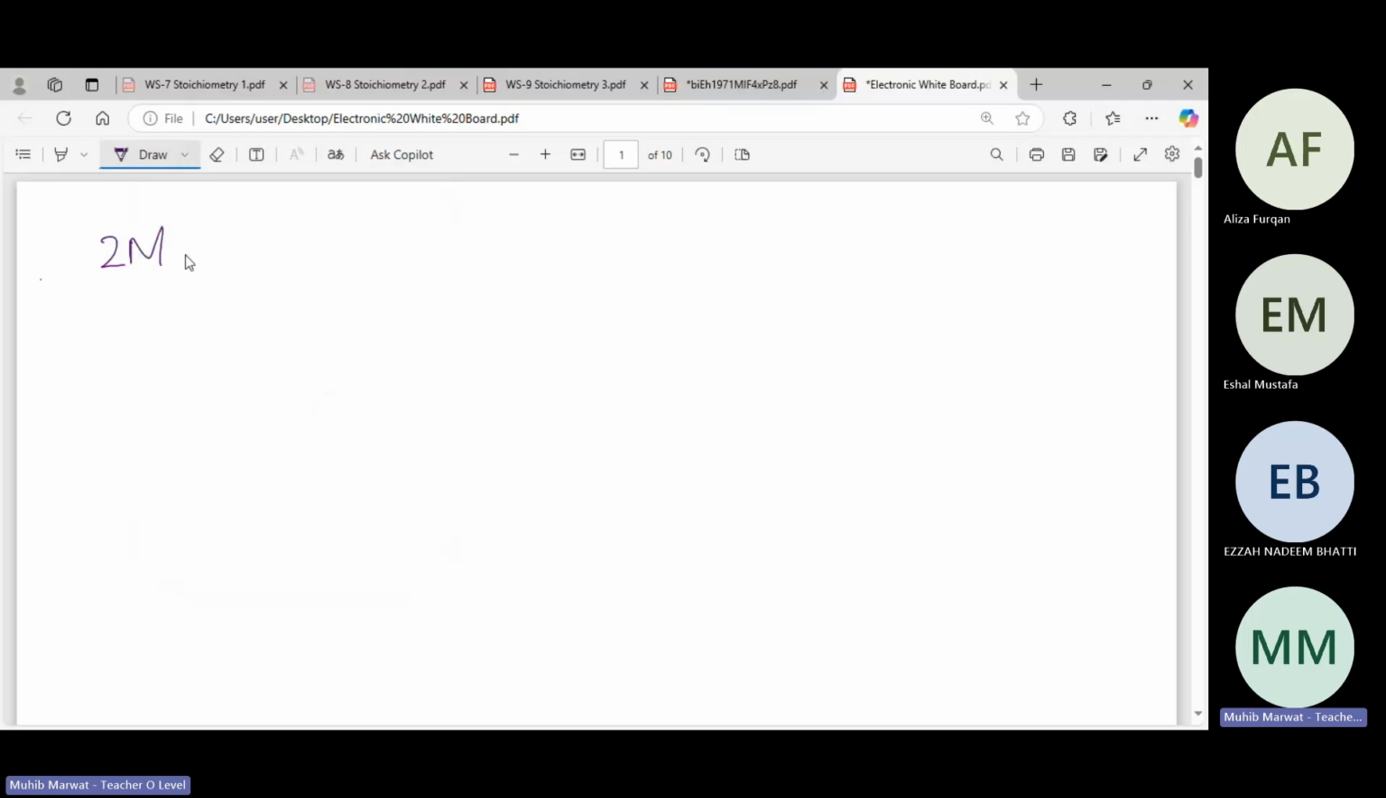So 2 moles of magnesium react with 1 mole of oxygen to form 2 moles of magnesium oxide. This is a simple reaction. Now you have been given just 6.0 grams of magnesium, and you will have to find the mass of magnesium oxide. Remember, we have learned and practiced these practice questions in pretty much detail, and also provided you a worksheet related to them. So I hope you will not get confused.